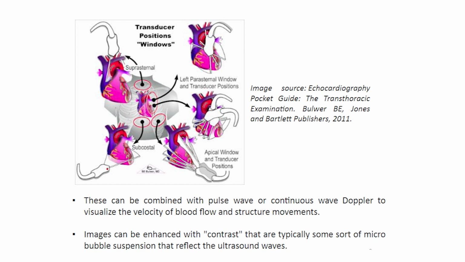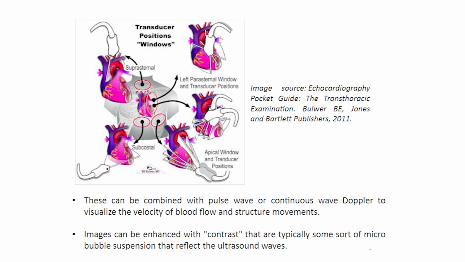TTE utilizes M mode, 2 and 3 dimensional ultrasound. Time is implicit and not included from the different windows. This can be combined with pulse wave or continuous wave Doppler to visualize the velocity of blood flow and structure movements. Images can be enhanced with contrast that is typically some sort of microbubble suspension that reflects the ultrasound waves.